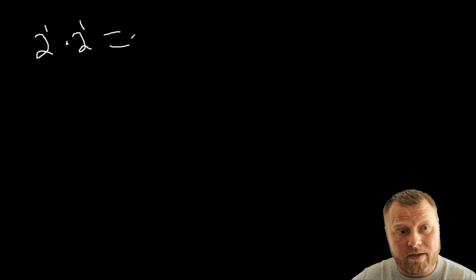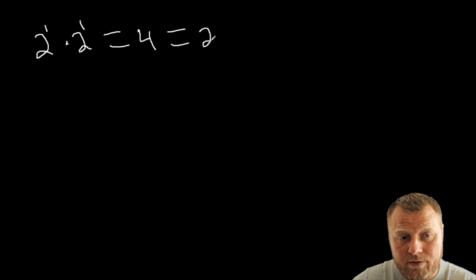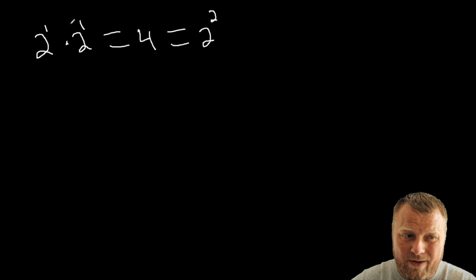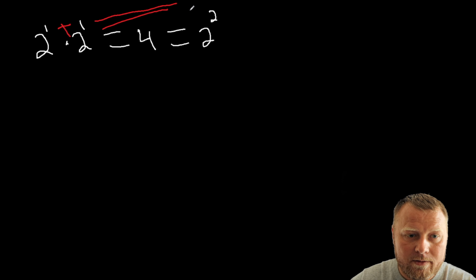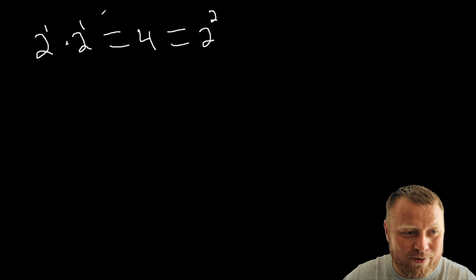So base 2, if we did 2 raised to the 1 times 2 raised to the 1. What does that equal? We'll skip some steps here because I think you get the pattern a little bit now. 2 to the 1 is 2, times 2 is 4. So 4, which is also equal to 2 squared, right? So again, 1 plus 1 equals 2. I think you get the idea.